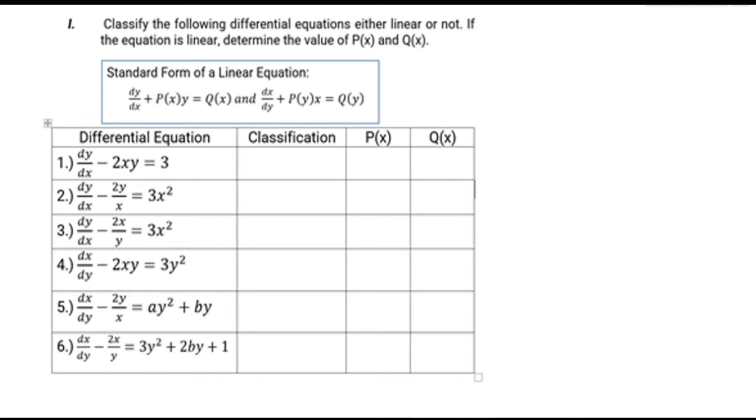So we will start the part 1. Classify the following differential equations either linear or not. If the equation is linear, determine the value of p(x) and q(x). The standard forms of a linear equation are given here. This is the standard form in variable y, and this is also the standard form in variable x. We have here 6 differential equations to be classified. The time allotted is only 30 seconds. If you need longer time, you have the option to pause this video while answering. After answering, you can play back the video to check your answer.